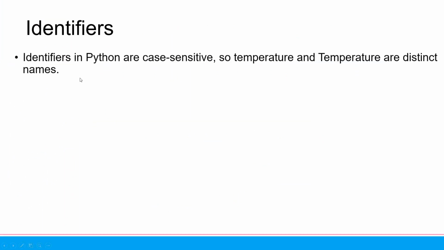Identifiers. The identifier means the variable name. Whenever you define the variable name, you need to understand the concept. Identifiers in Python are case sensitive. So temperature with a small t is different from Temperature with a big T at the front.